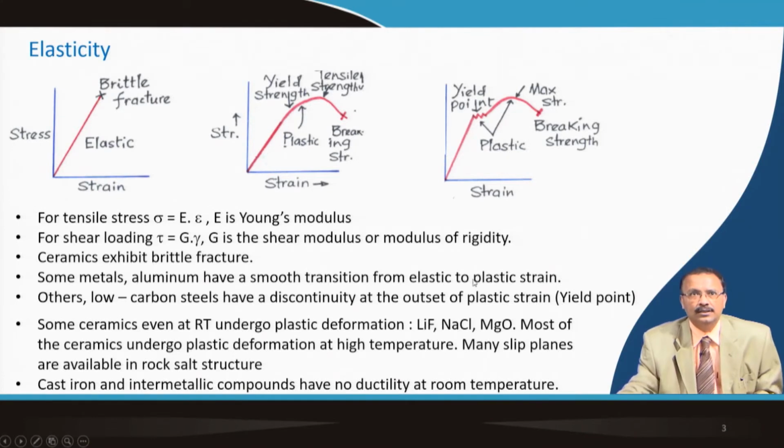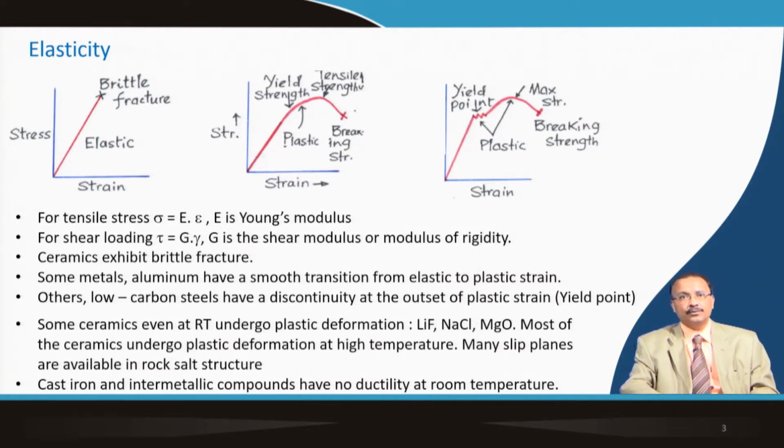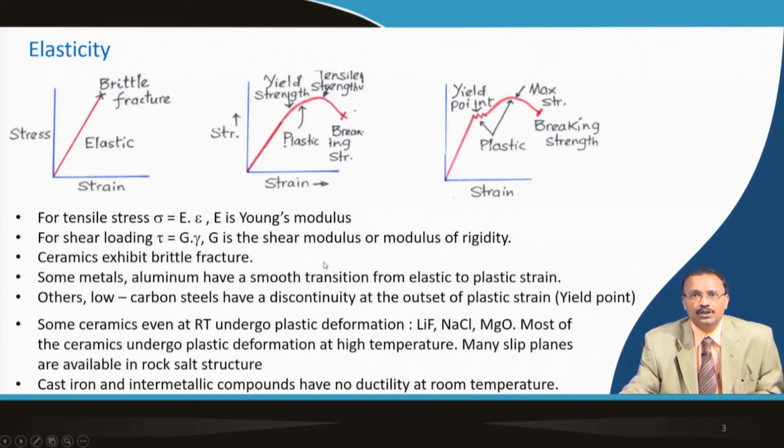So, this is the curve which I described earlier. This is for the brittle material, and the stress-strain curve is linear in nature. So, stress is proportional to strain, and the proportionality constant is the elastic modulus. So, E is defined as the elastic modulus, termed Young's modulus. For shear loading, shear stress is proportional to shear strain, and in this case G is the shear modulus, and sometimes it is called the modulus of rigidity.